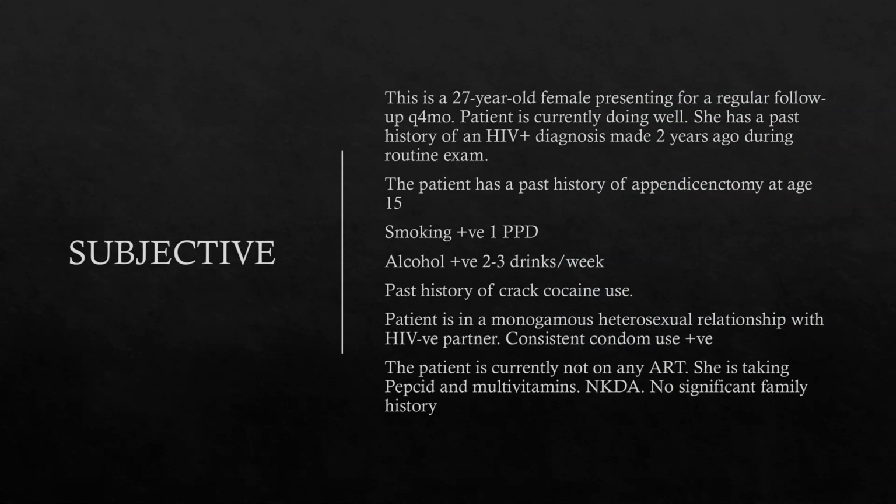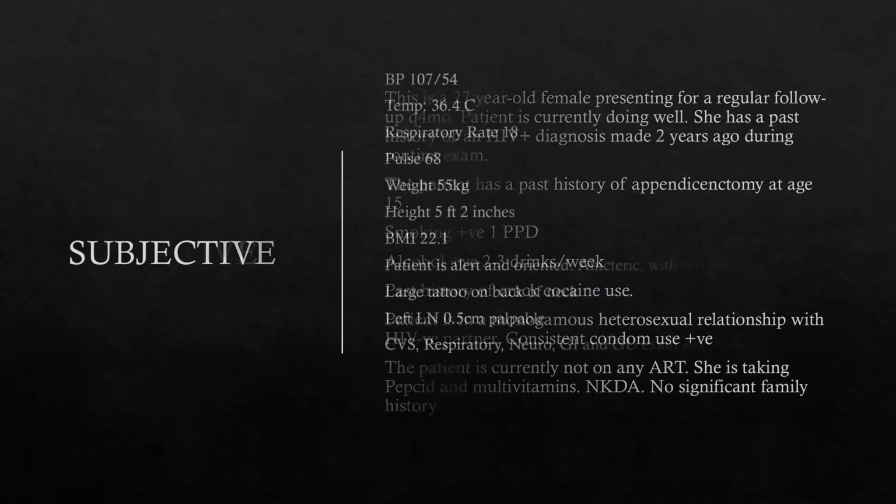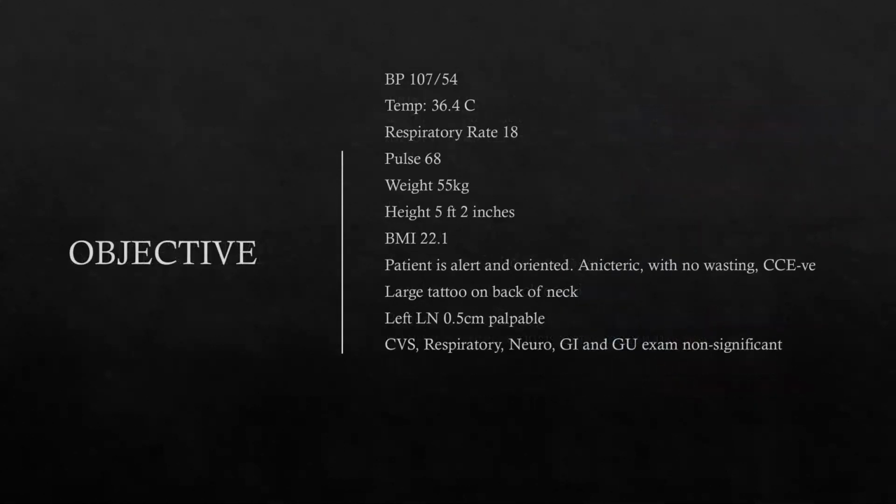Patient is in a monogamous heterosexual relationship with an HIV negative partner with consistent condom use. The patient is currently not on any antiretroviral therapy and is taking Pepsid and multivitamins. And there is no significant family history. In the objective, her vitals are BP is 107 by 54, temperature is 36.4 degrees centigrade, respiratory rate is 18, pulse is 68, weight is 55 kg. Her BMI is 22.1, her height is 5 feet 2 inches.